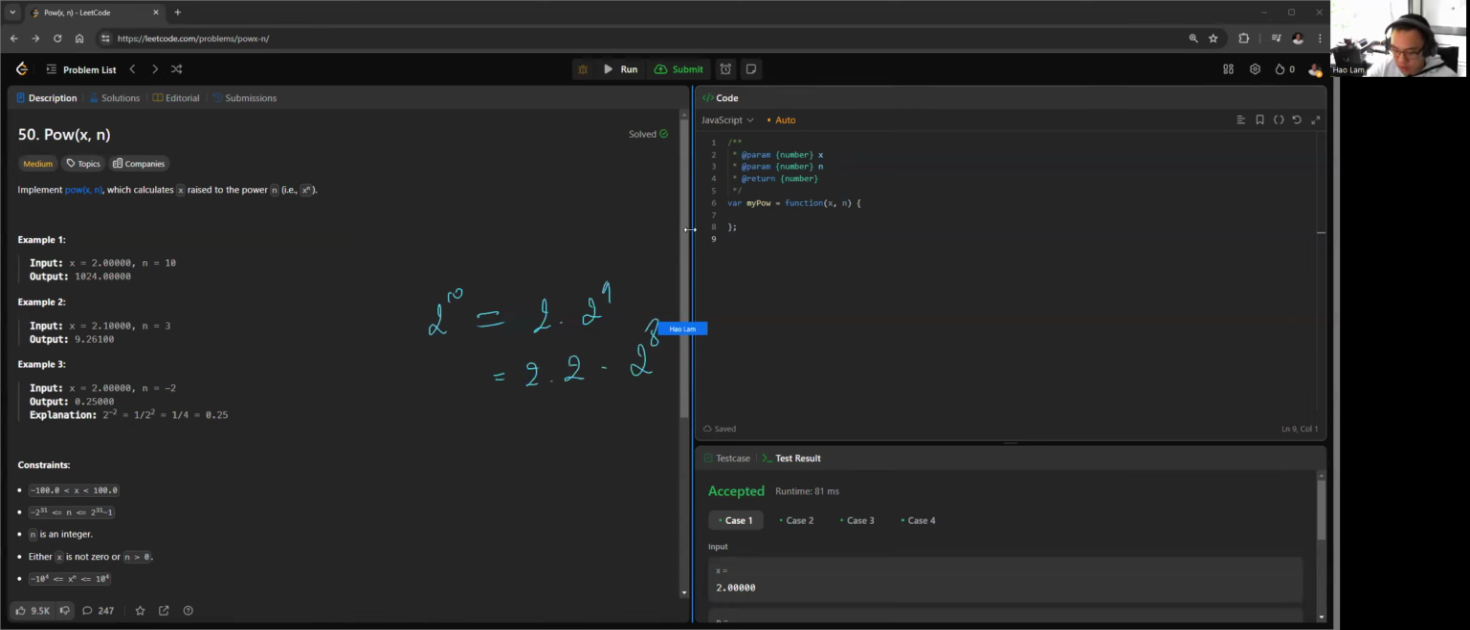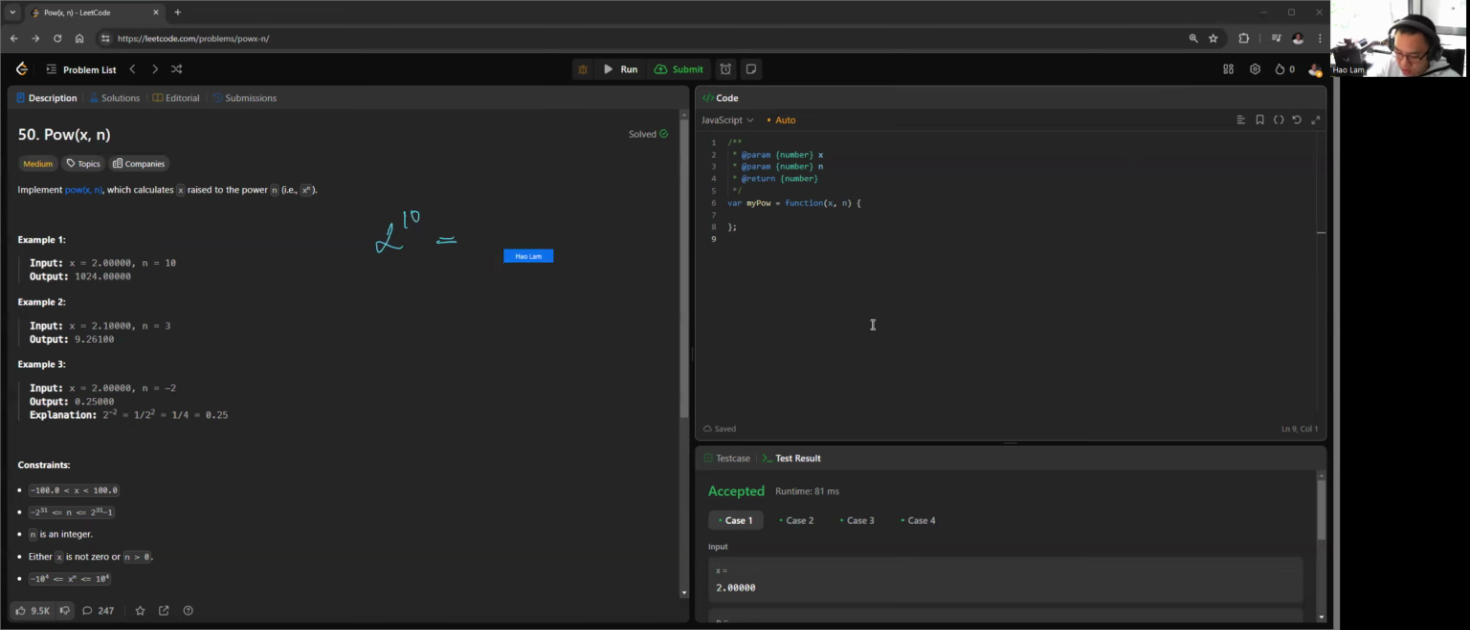So if n is like 100, the runtime would be O(n). In fact, we can do it in O(log n), because we can see that 2 to the 10 is also equal to 2 to the 2 multiplied by 5. Instead of multiplying one by one, we can keep doubling the input.